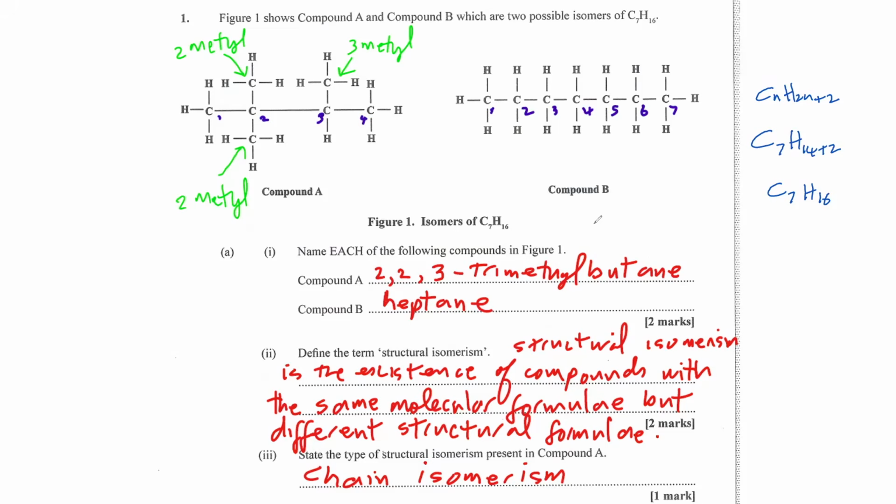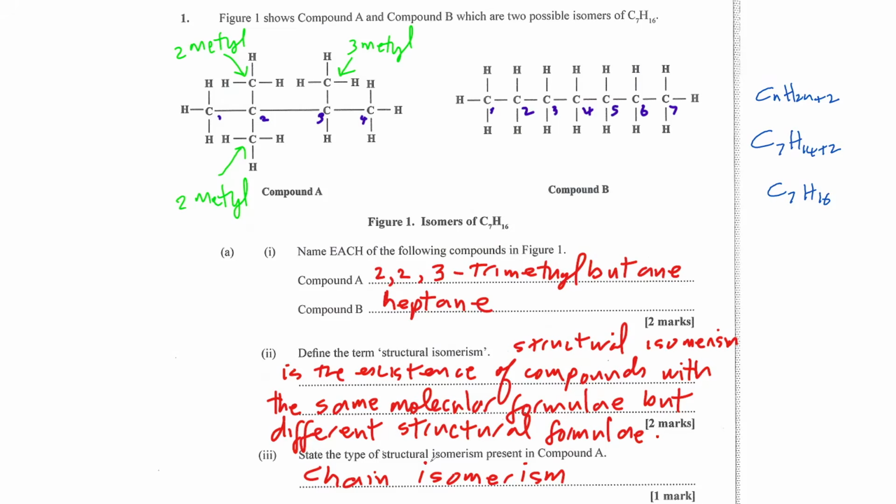Part 2. Define the term structural isomerism. Structural isomerism is the existence of compounds with the same molecular formula but different structural formulae. As you can see, these are the same in terms of C7H16, but the structures are different. This is a branched chain, and this is a straight chain alkane.